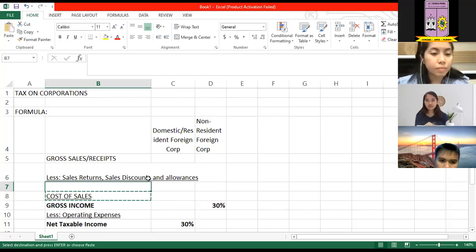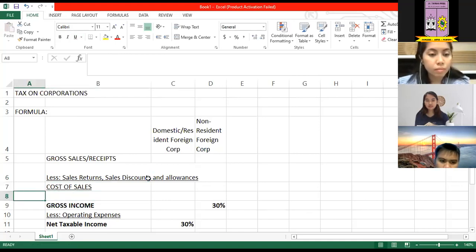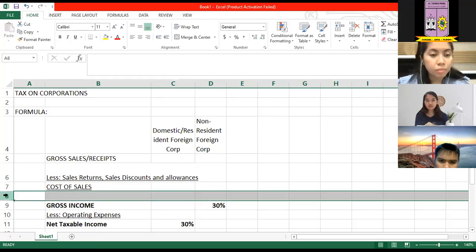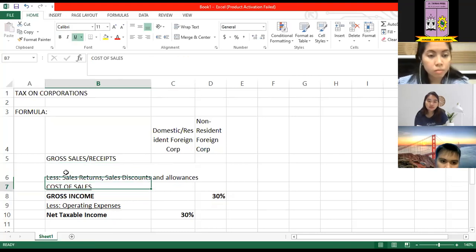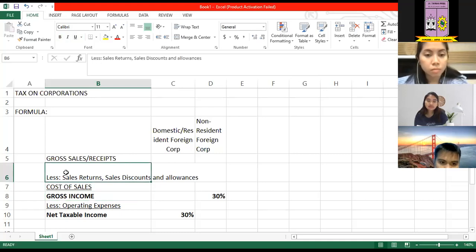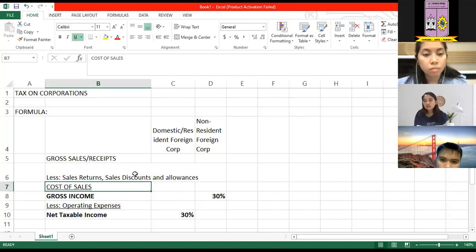Ayan, di ba? Sabi ng definition, gross income daw is equivalent to gross sales, less sales returns, sales discounts and allowances, less cost of sales, equals gross income. Ayan. Ito, napag-usapan na natin ano yung sales returns at saka sales discounts. Ano naman yung cost of sales?